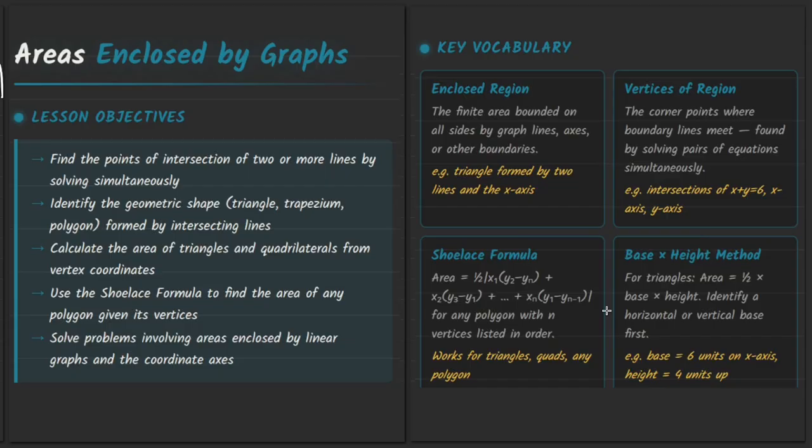Now, prior to this lesson, I explained how to derive the shoelace formula. If you haven't looked at that, you can quickly look at that before coming to this lesson so that it will enhance your understanding. Without much ado, let's quickly look into it.